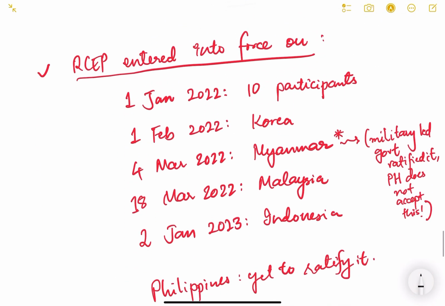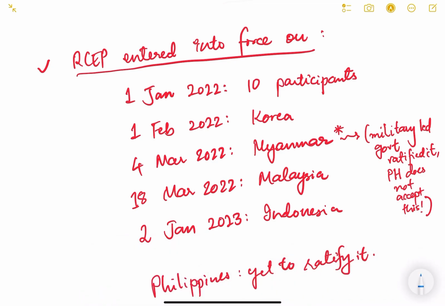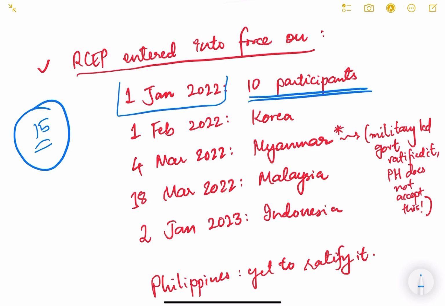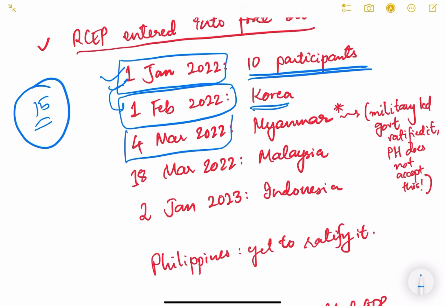Now see, RCEP entered into force. Out of these 15 countries, the 10 participants, it entered into force on 1st January 2022. So last year it entered into force. So the RCEP agreement is already in force. These 10 countries have already ratified it, and it entered into force on 1st January 2022. Then after 1 month, Korea ratified it. Then on 4th March 2022, Myanmar ratified it.